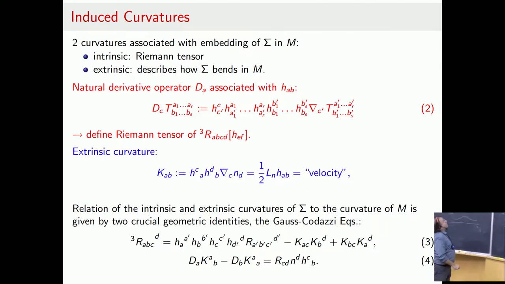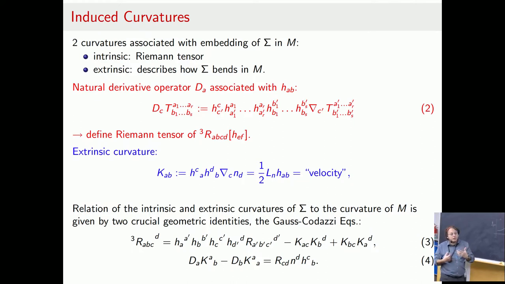Okay. Now, let's talk a second about curvature. There are two types of curvature, right? You know that. There's the intrinsic curvature, which is the Riemann tensor, and there's the extrinsic curvature, which describes how a surface, a hypersurface sigma, bends in its surrounding space-time.